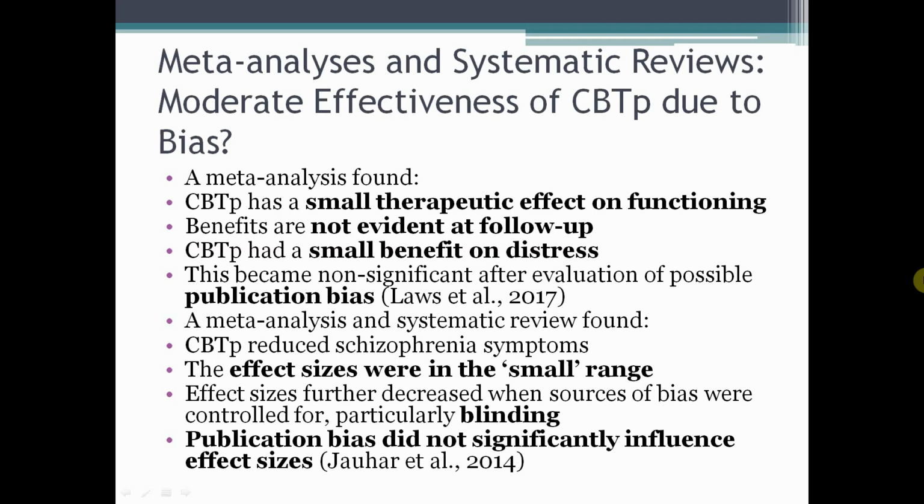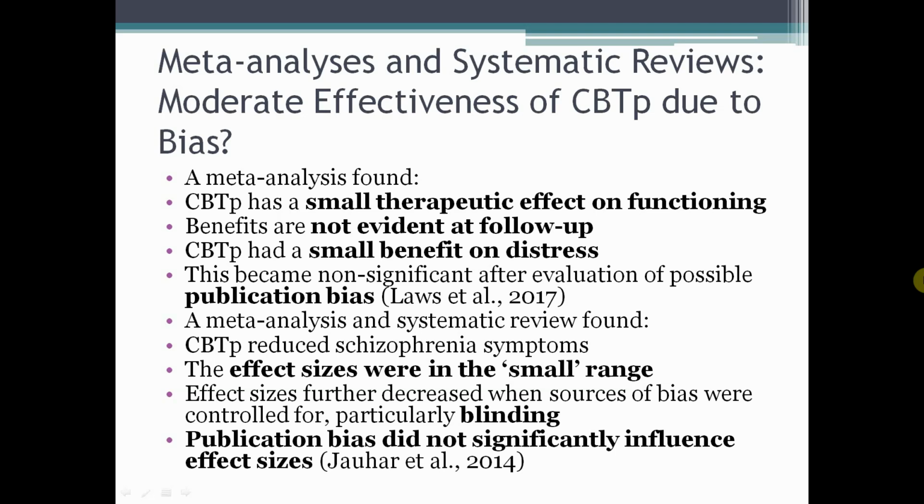Another meta-analysis and systematic review found that CBTP reduced the schizophrenia symptoms, but the effect sizes were in the small range. Effect sizes further decreased when sources of bias were controlled for, particularly blinding. Some studies did not use blinding and others used blinding, but this became progressively more compromised during the trial. However, publication bias did not significantly influence effect sizes.